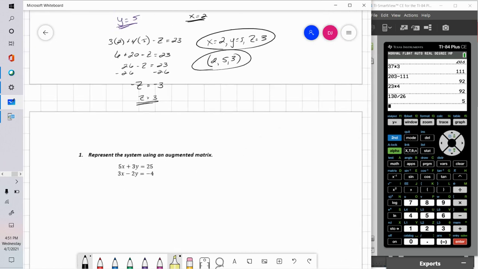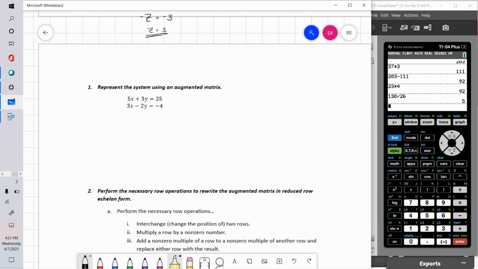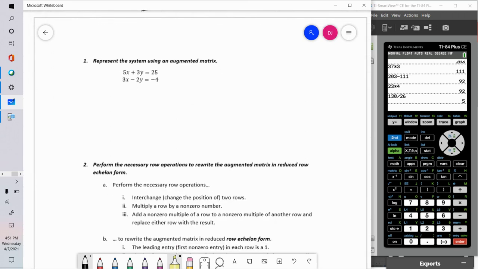Number 1. Same system we did before. Represent the system using an augmented matrix. The word augment means to change, to vary, to adjust, right?